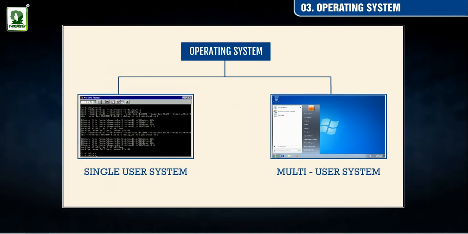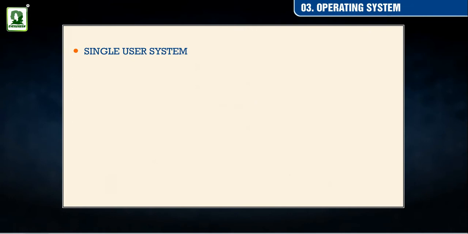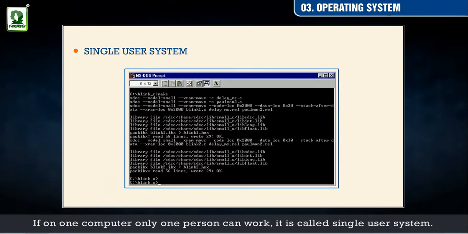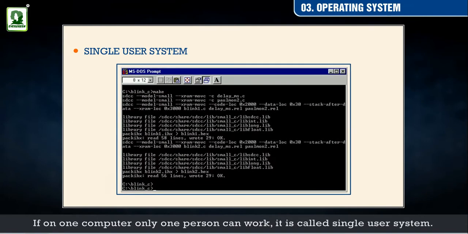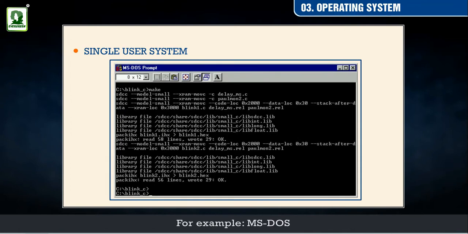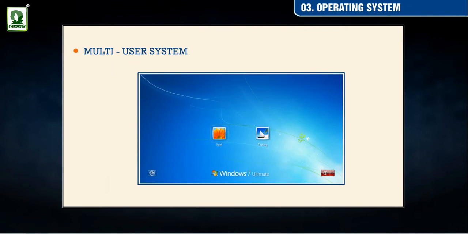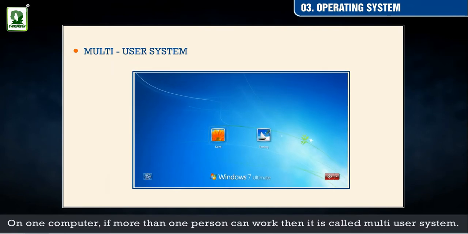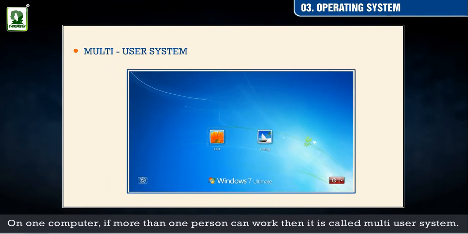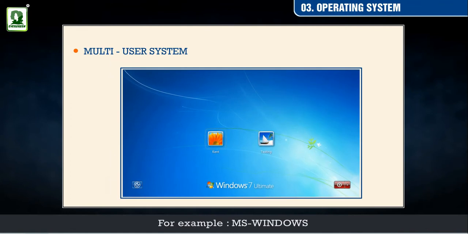There are two types of operating systems depending on the users. Single user system. If on one computer only one person can work, it is called single user system. For example, MS-DOS. Multi-user system. On one computer, if more than one person can work, then it is called multi-user system. For example, MS Windows.